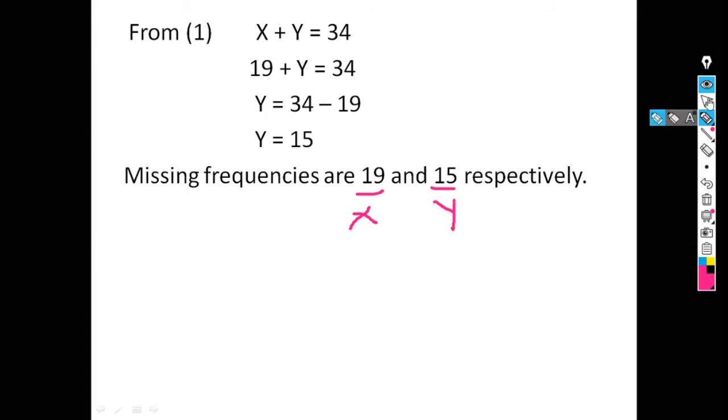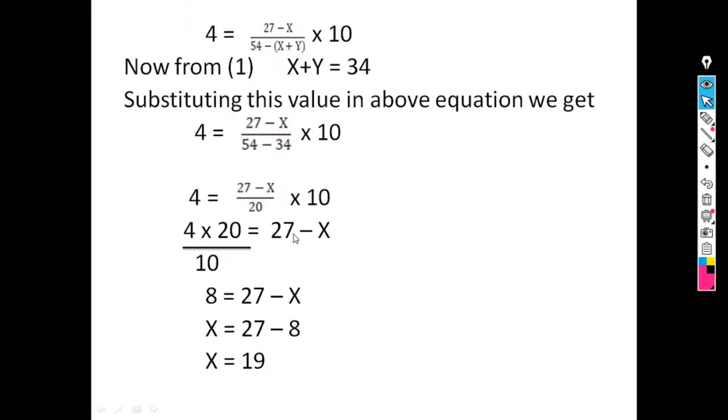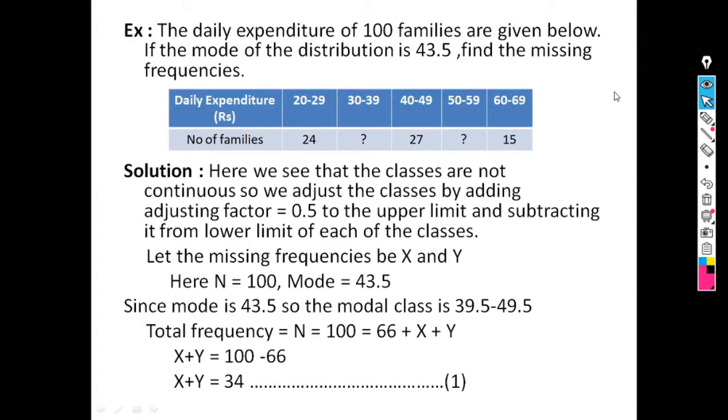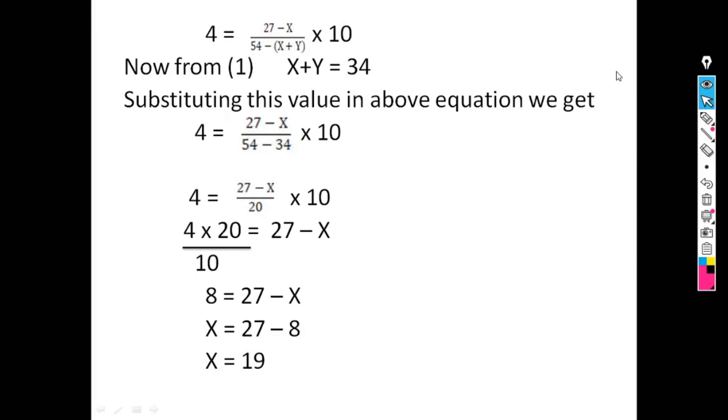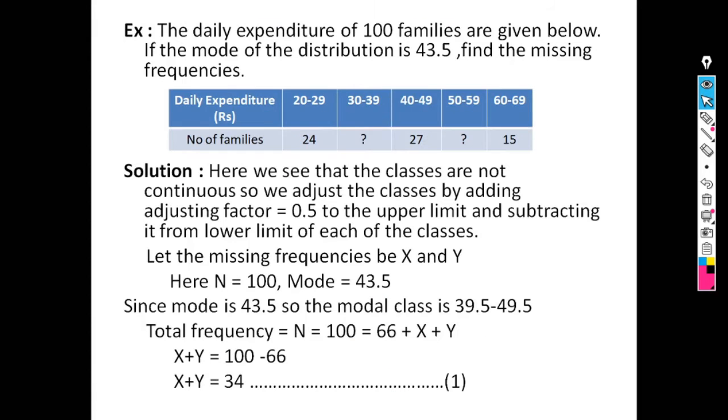You can check whether your answer is right or wrong by taking the addition of all these observations. Just substitute the value of x is 19 and y is 15, and take the addition of all these 5 numbers. If the addition is 100, then your answer is right, otherwise it is wrong. So in this way we can calculate the missing frequencies if the value of mode is given.